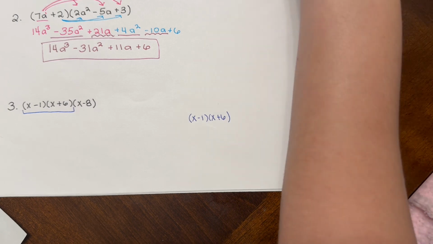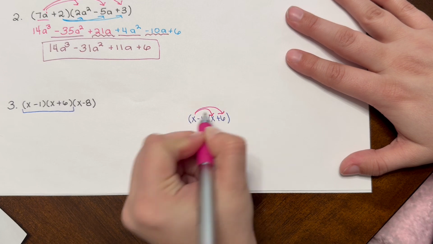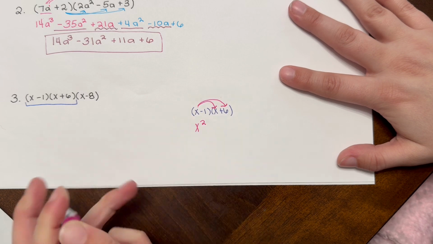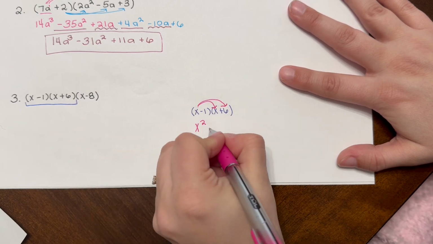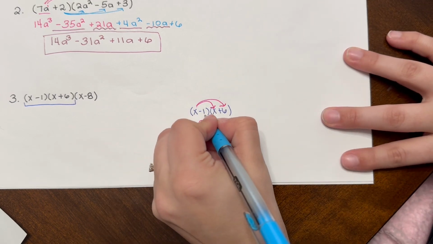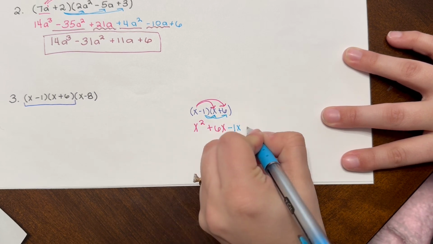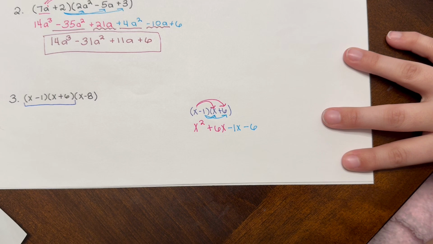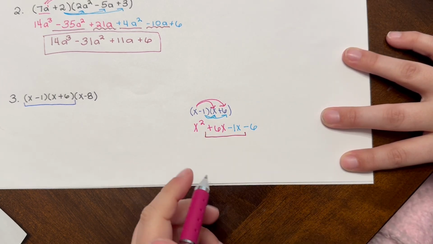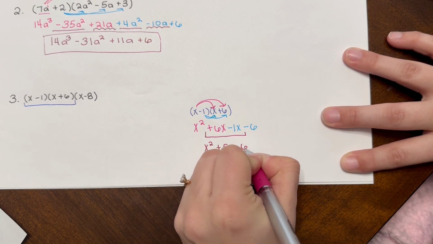Everything in the first set of parentheses gets distributed to everything in the second set. So I'm going to distribute x. X times x is x squared. X times 6, positive 6x. Now we're going to distribute negative 1. So minus 1x, or you could just say minus x, minus 6. We again have some like terms right here in the middle. 6 minus 1 is 5, so x squared plus 5x minus 6.